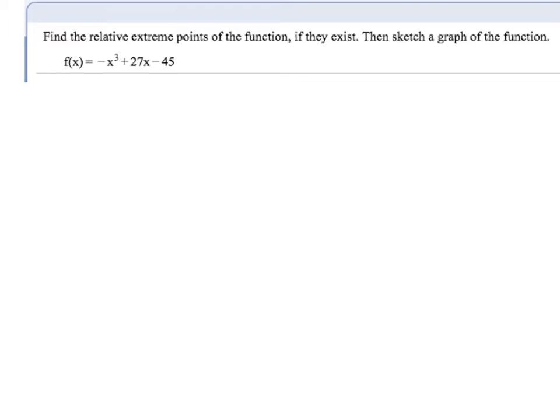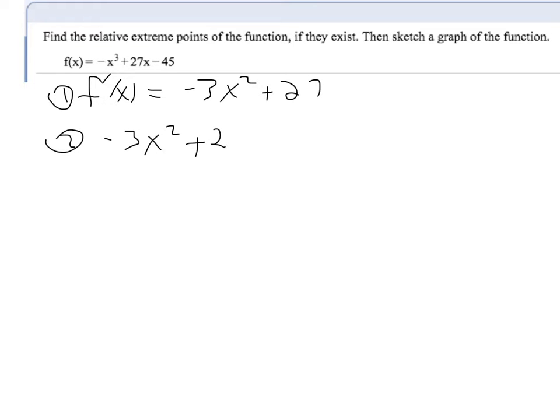All right, let's do one more problem of the type from section 2.1. We're trying to find the relative extreme points, and so we just go through the same process we do to determine where a function is increasing or decreasing, and then the relative extreme points will fall out from that same process. So remember, our first step is to calculate the formula for the first derivative, and so in this case this is negative 3x squared plus 27. Our second step is to find all the places where the derivative is equal to 0, or undefined.